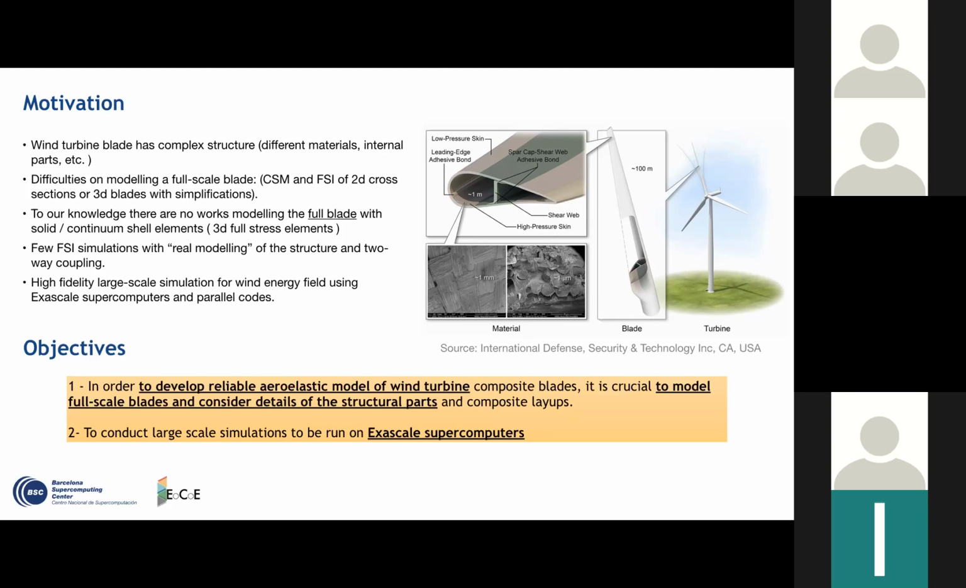So the main objectives of this work are, first, to develop a reliable elastic simulation of a full wind turbine blade, taking into account all the details of the structural parts and materials, and also to conduct a large-scale simulation in an exascale supercomputer.